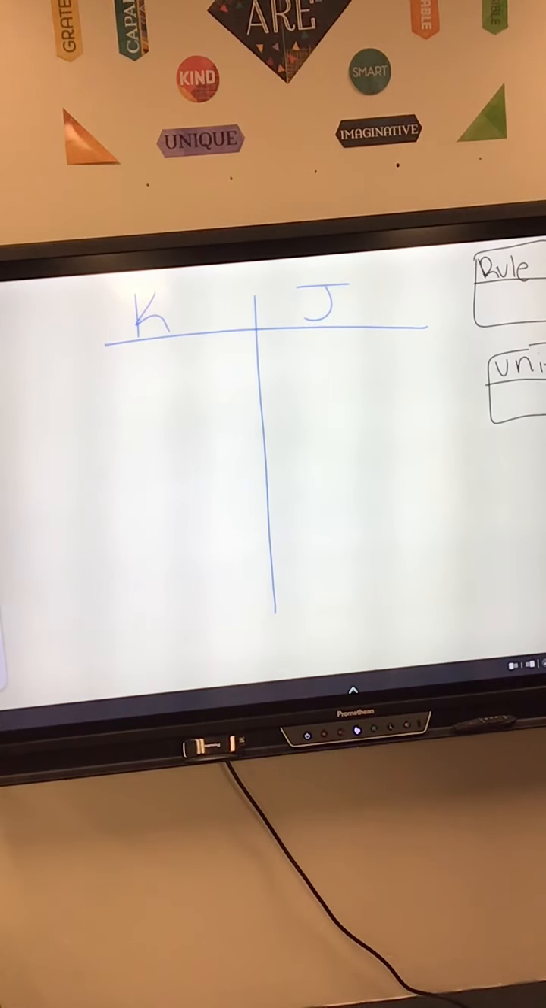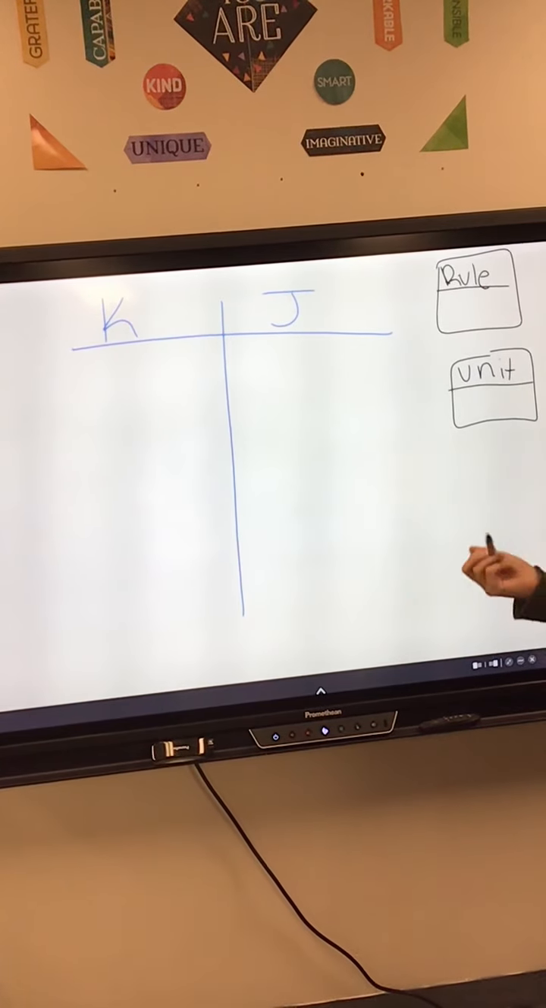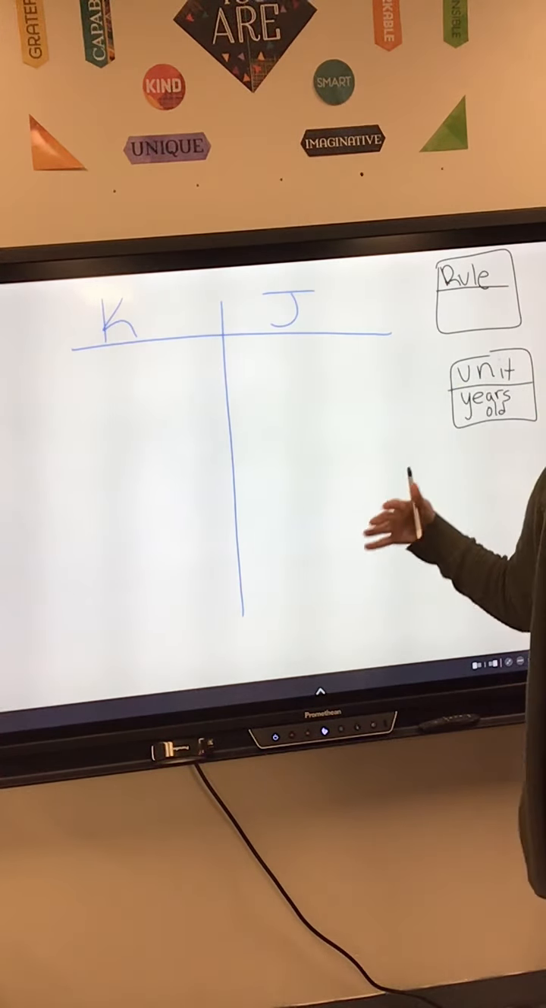First off, second grade, I have a question for you. What's our unit that we're talking about here? What unit are we talking about? What's the label, Hadley? Old. Old or years old, right? So let's write years old. Now, we don't know the rule yet. We're going to find out the rule, okay?